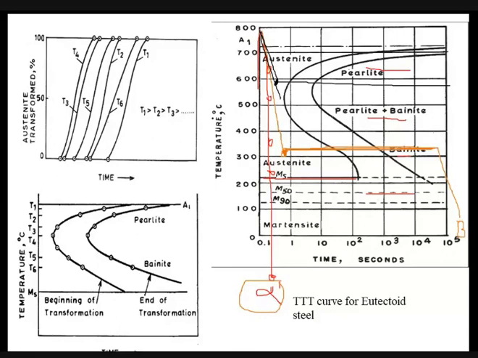So this TTT diagram, time temperature transformation curve, is very important. By using this time temperature transformation curve, and based on the cooling rate, at least you can predict the final microstructure of the steels. So remember that we have pearlite, then pearlite plus bainite, then martensite. So it's very important.